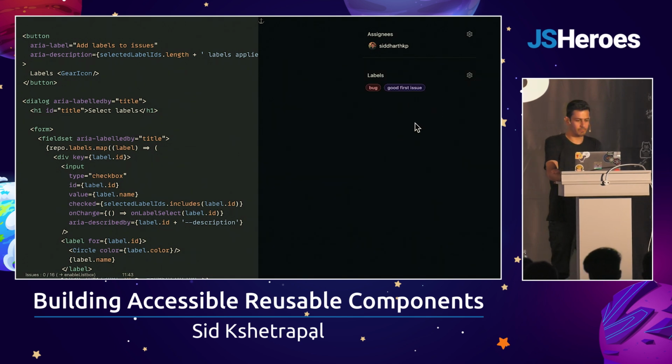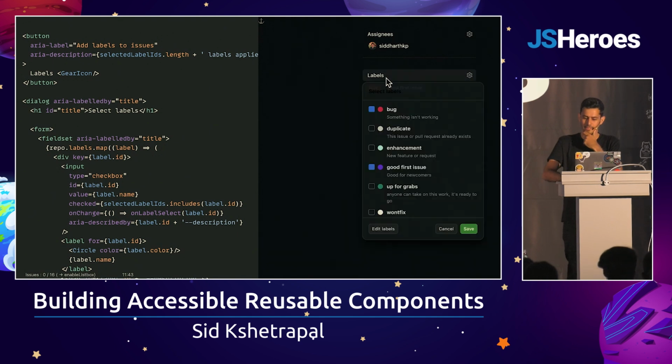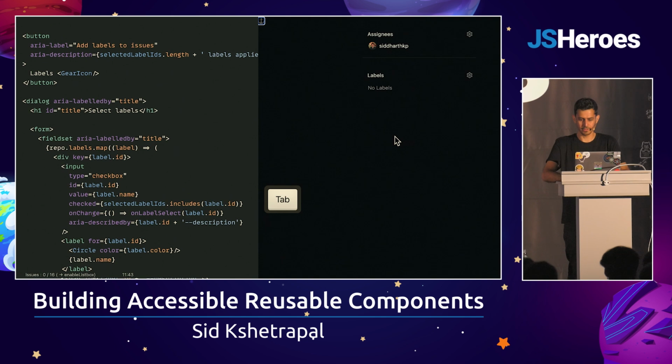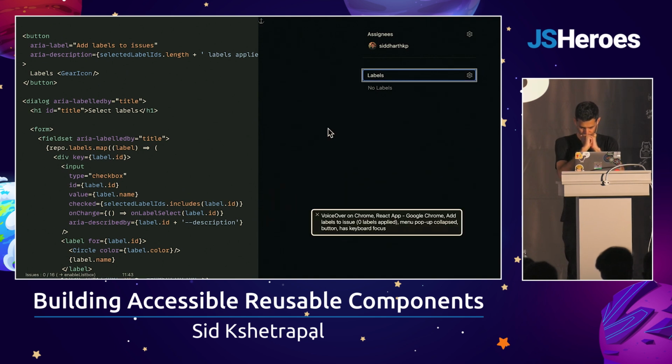So it seems like I'm doing everything from the last example. Feels like a good example here. Let's see what the screen reader users see. VoiceOver on Chrome. React app. Google Chrome. Add labels to issue. 0 labels applied. Menu pop-up collapsed. Button. Has keyboard focus. There's a lot of nice things here.